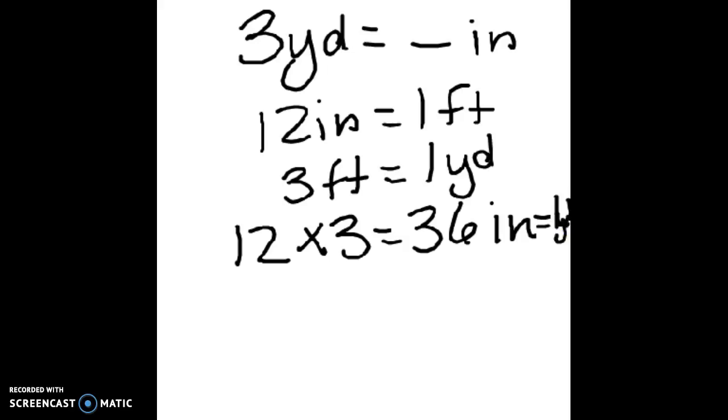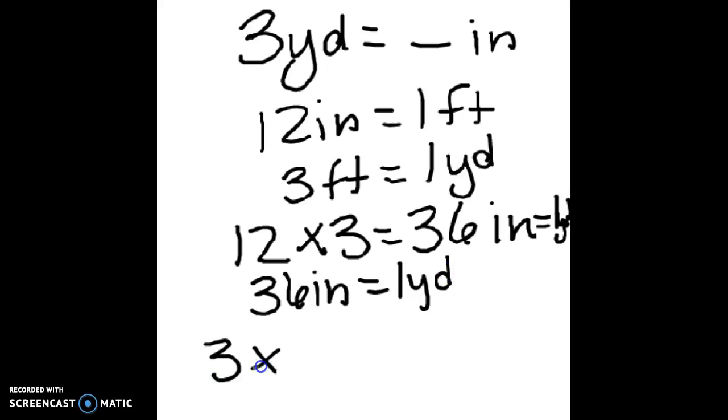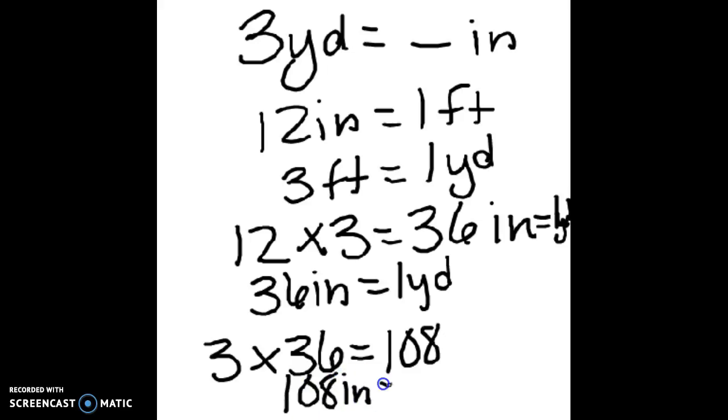Okay, and if you look at your reference sheet, we can check to make sure we're correct. So now that I know that there are 36 inches in 1 yard, and I have 3 yards, I take the number of yards times the number of inches in 1 yard. 3 times 36 is going to give me 108. So there are 108 inches in 3 yards.